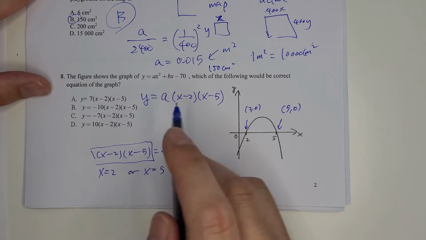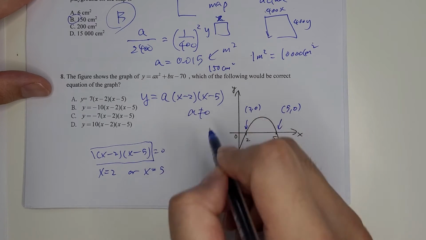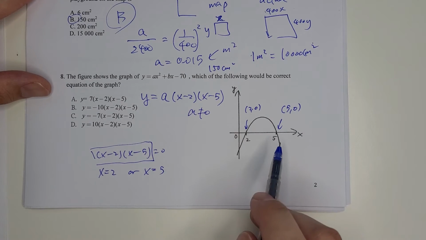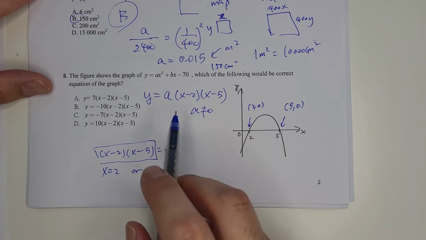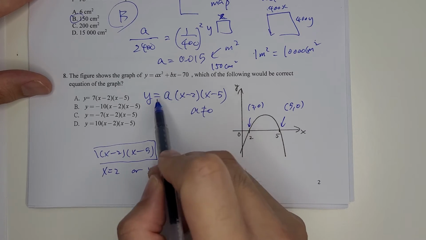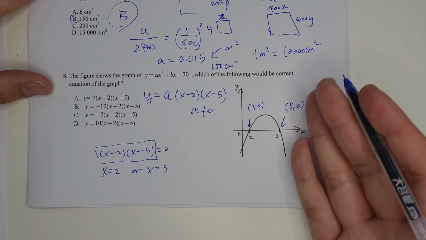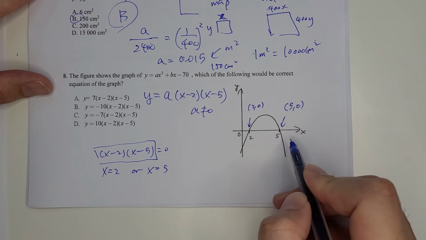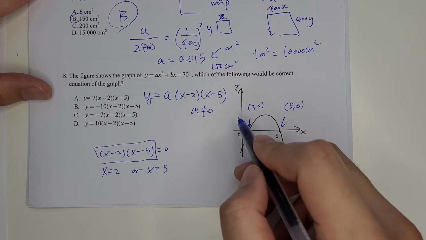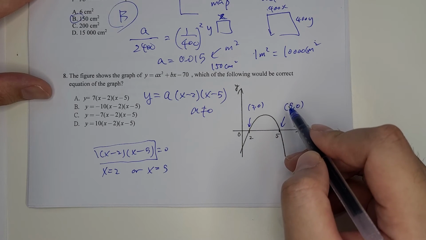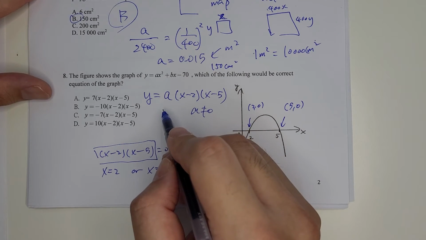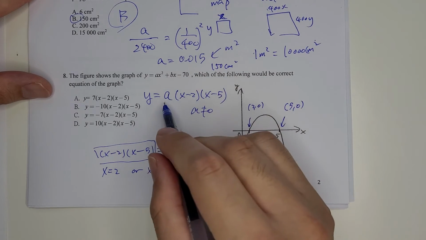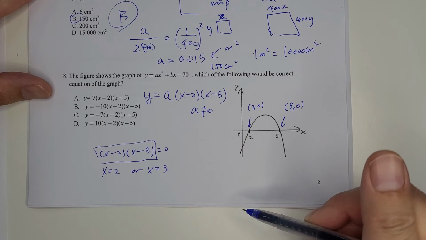And this a will be non-zero. When a is 0, then this becomes y equals 0. That's the x-axis, which we don't want. But the key point is, when a is non-zero, it must form a quadratic graph. It will always pass through these two x-intercepts, 2 and 5. If a is positive, it may open upward. If a is larger positive, then the curve will be more steep. When a is negative, it will open downward.